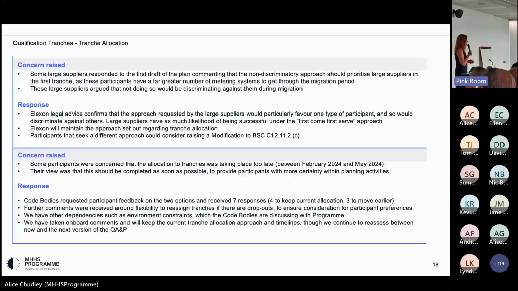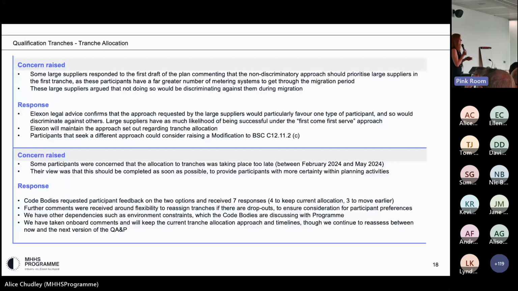Okay, so we had some feedback on the tranche allocation approach that was set out when we set the qualification approach and plan out for review. I just wanted to talk through both the concerns that were raised on the tranche allocation process and our response to those. The first was the fact that we had the non-discriminatory approach and first come, first served approach to that. Some of the larger suppliers raised a concern that they were being discriminated against by not being allocated to some of the earlier tranches.